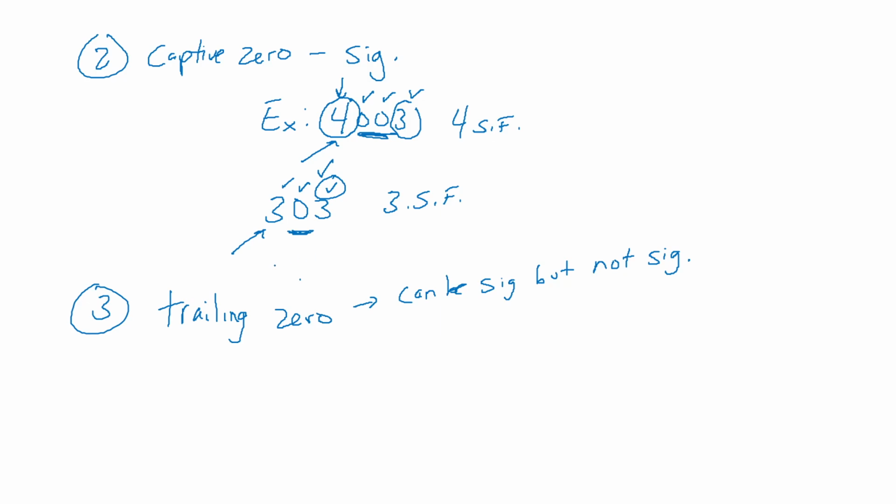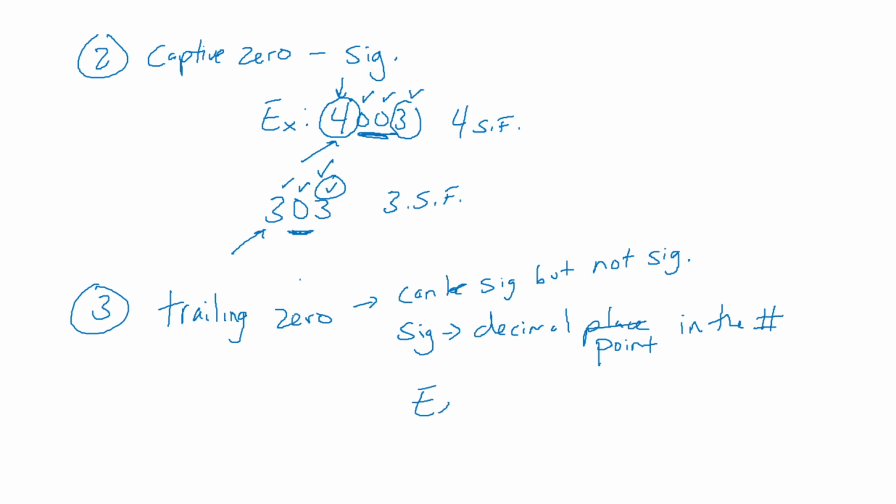So it is going to be significant if there is a decimal place, or really a decimal, like this decimal point in the number. Now, this decimal point in the number doesn't need to be next to those zeros. It just needs to be anywhere in that number, and it will make any zeros at the end significant.